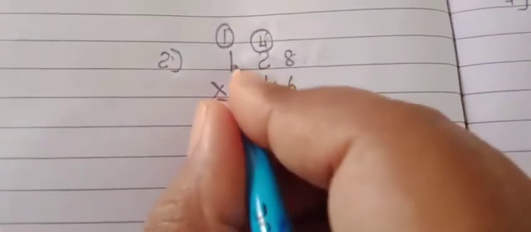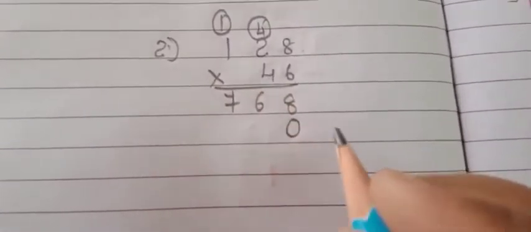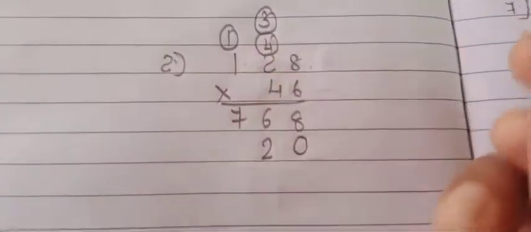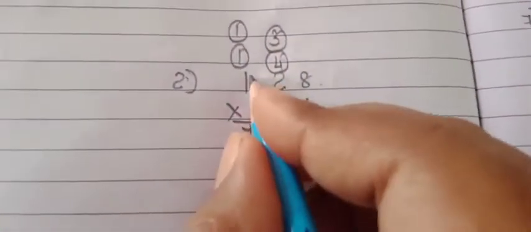Now 6 1s are 6. 6 plus 1 is 7. Now we will multiply by 4. Before that we will write only 1 0. So 4 8s are 32. So 2 will be written down and 3 will be carried over. So 4 2s are 8. 8 plus 3 is 11. So 1 we will write down and another 1 will be carried over. 4 1s are 4. 4 plus 1 is 5.